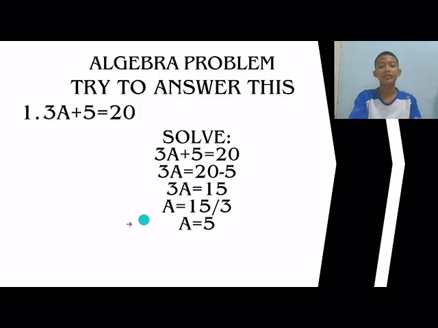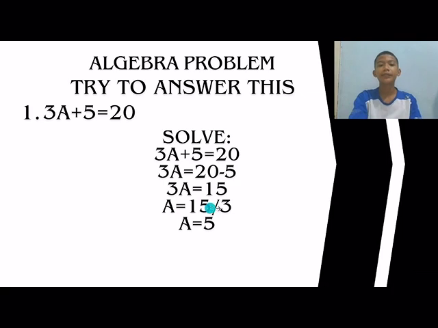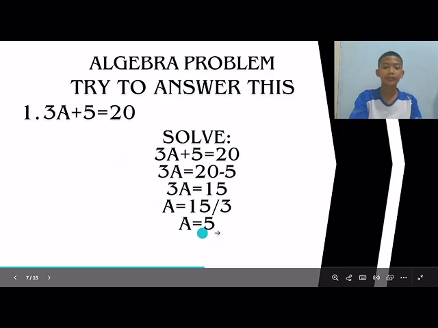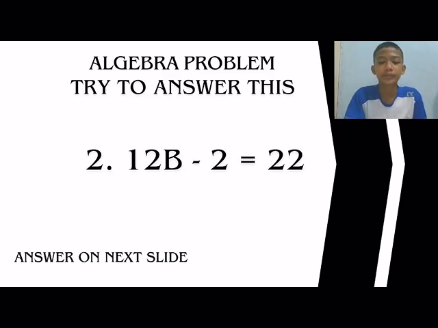So for a, we must divide by 3, which results in a. And the 15 we divide by 3, resulting in 5. So the answer to number one, a, is 5. Then there's number 2. You can pause to answer it.